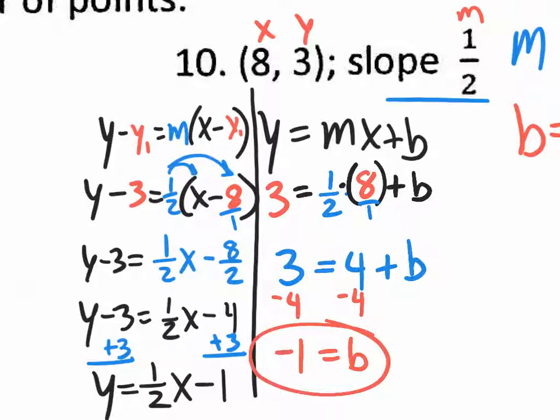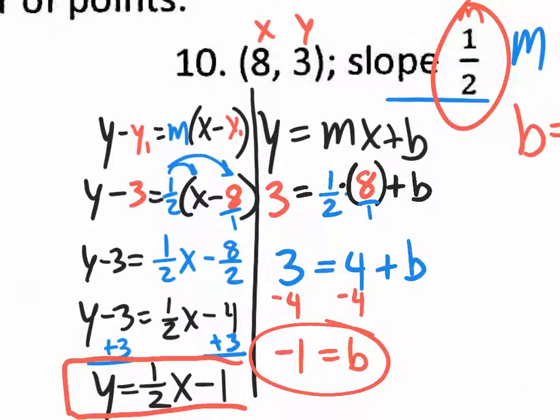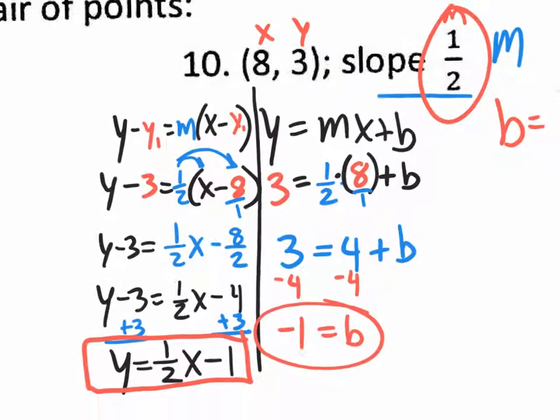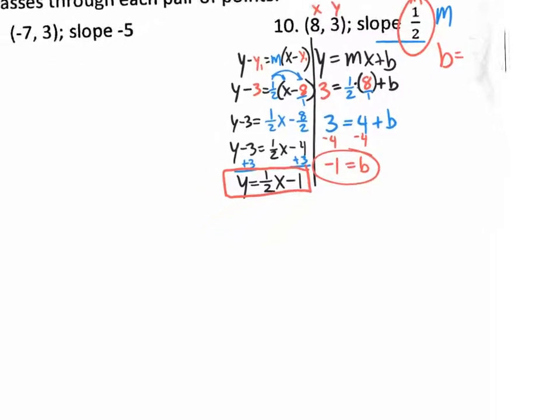Now that you know your m that was given to you and your b, which is negative 1, now you could write it in slope-intercept form and you would get this same exact equation, y equals 1/2 x minus 1. I explained it both ways. You pick the way you feel that you know best or you feel more comfortable with.